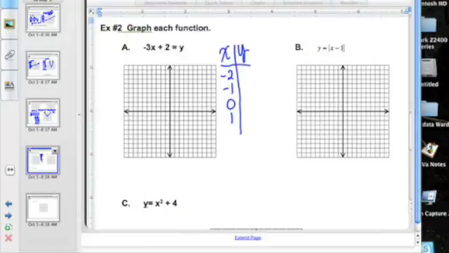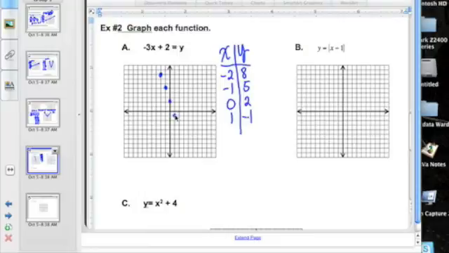And if I go to my calculator and type in -3x + 2, and press second graph to get my table, I'm going to see that -2 goes with 8, -1 goes with 5, 0 goes with 2, and 1 goes with -1. So my -2 and 8, 1, 2, 3, 4, 5, 6, 7, 8, way up here. And then -1, 5, 1, 2, 3, 4, 5. 0, 2 would be right here. And then 1, -1 would be down here.